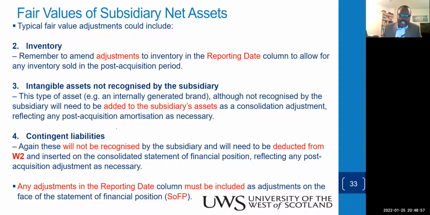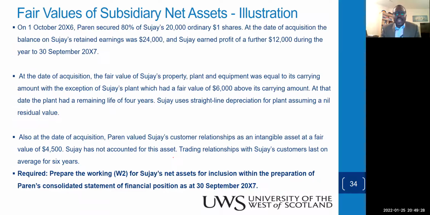Okay, then we can insert it on the consolidated statement of financial position to reflect any post-acquisition adjustments as necessary. Don't worry, it may sound more technical. You will find it to be very easy once we take an example. It's very easy actually. Now, any adjustment in the reporting date column must be included as adjustment on the face of the statement of financial position. Example, like I said. Okay, so now we work in this example, and I'll take my time.